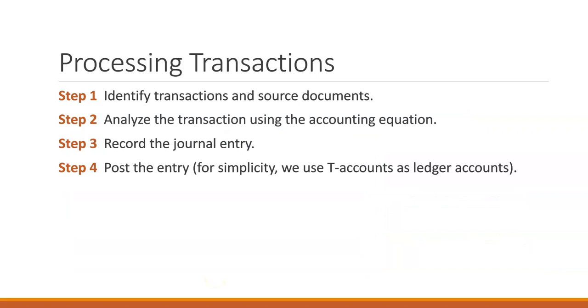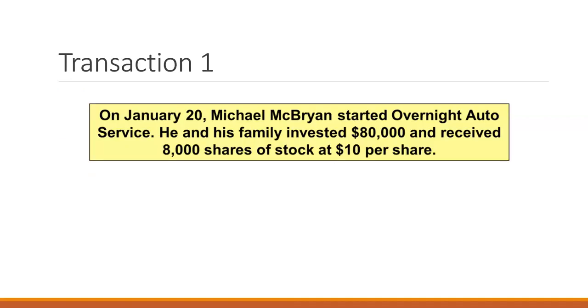So those 4 steps: identify transactions and source documents, analyze the transaction, record the journal entry, and then post the entry. So for transaction 1, we have that we started Overnight Auto Service on January 20th by investing $80,000 and receiving 8,000 shares of stock at $10 per share.